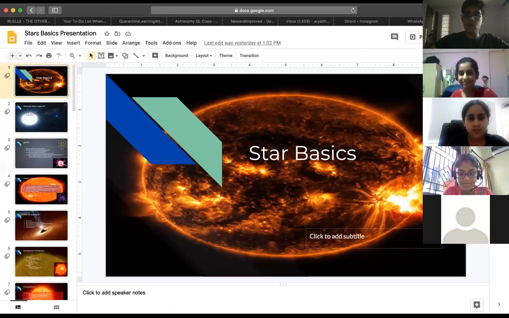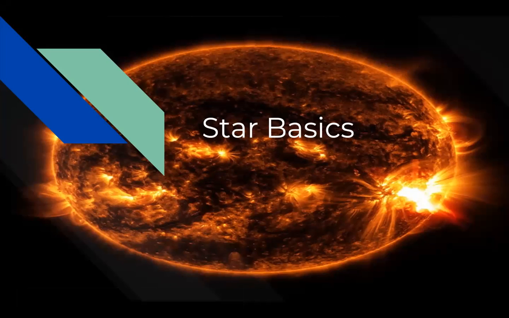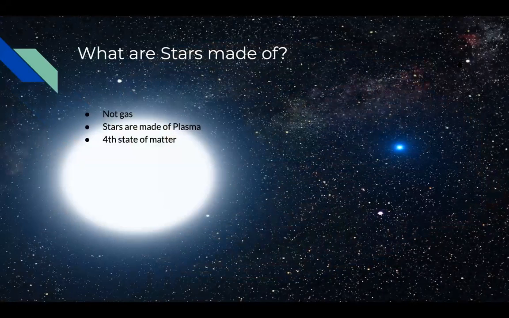So today we will be going over the basics of stars. Yes, stars. So, what are stars made of? As you can see, they aren't made of gas. They're made of something called plasma. This is commonly referred to as the fourth state of matter. And what you probably don't know is that this is the most abundant form of matter in the universe. 99% of all matter is made up of plasma.